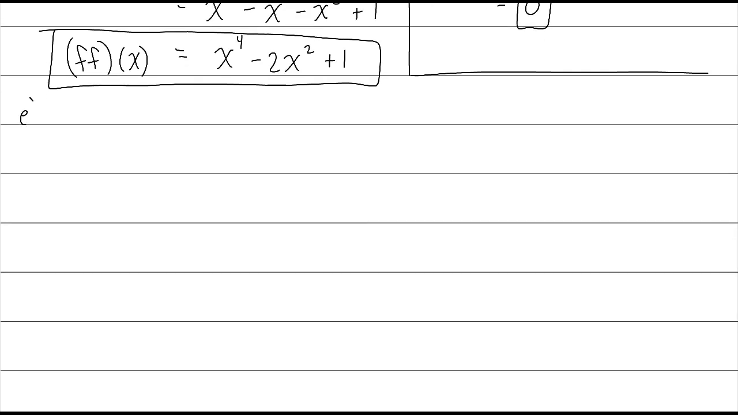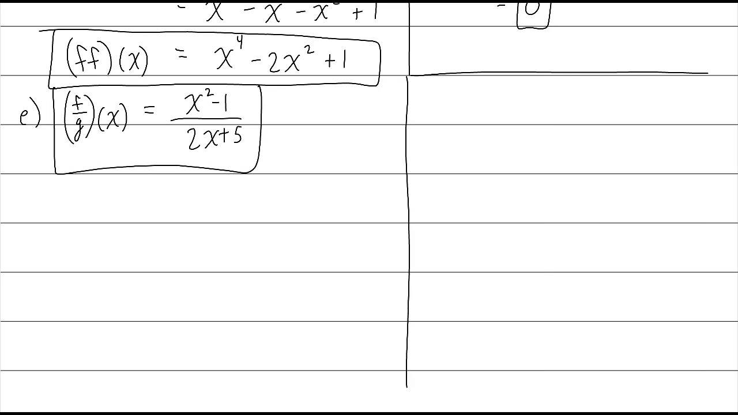Part E. Let's find f over g of x. This is everybody's favorite and least favorite at the same time. F of x is x squared minus 1. G of x is 2x plus 5. Can't do anything else. That's it, right? So there's that.